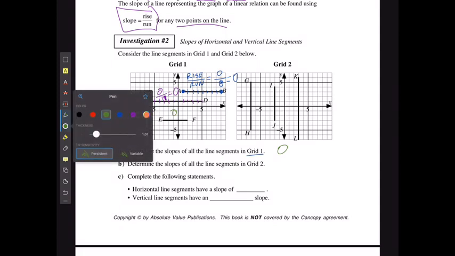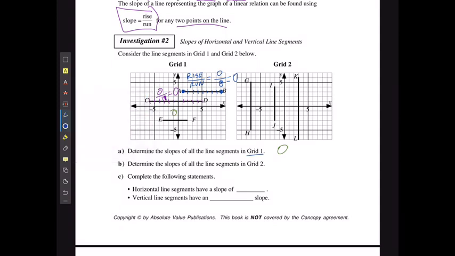If I'm looking at line 2 or grid 2, then I have a rise of 1, 2, 3, 4, 5, 6, 7, 8, 9, 10, 11. And I'm going to divide this by a run of, well, it didn't change. And what you should notice right away is when you put this into your calculator, you're going to wind up with it saying error. The reason for that is because mathematically we can't divide by 0. So we don't say not possible, we refer to that as undefined.